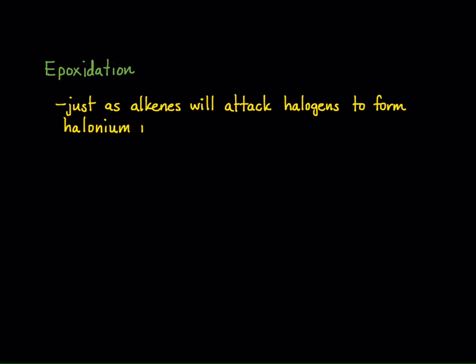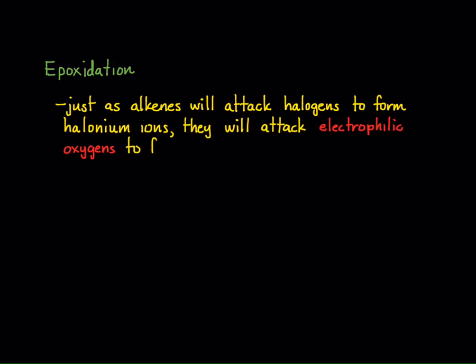The next reaction we're going to discuss is epoxidation. And just as we've seen in the last couple of reactions with alkenes, reacting with halogens or reacting with mercury acetate, right? In the reaction of halogens, you form halonium ions. It's a three-membered ring. In the reaction of mercury acetate with alkenes, you form that mercurinium ion, again a three-membered ring. Well, we can also react alkenes with electrophilic oxygens to form epoxides, three-membered rings with an oxygen in them.